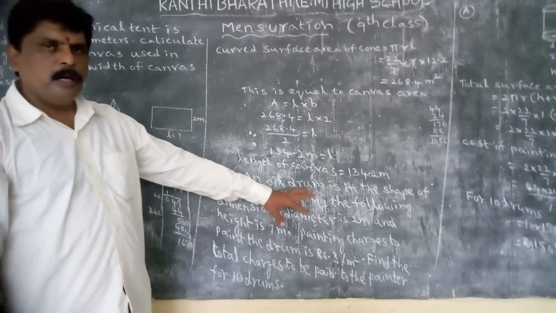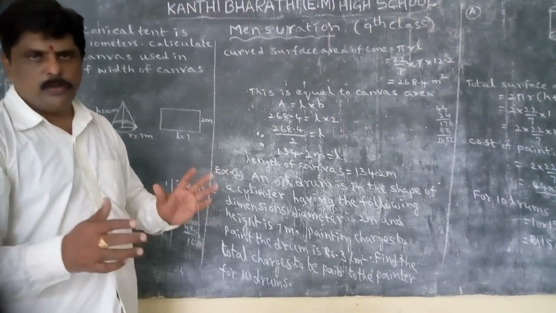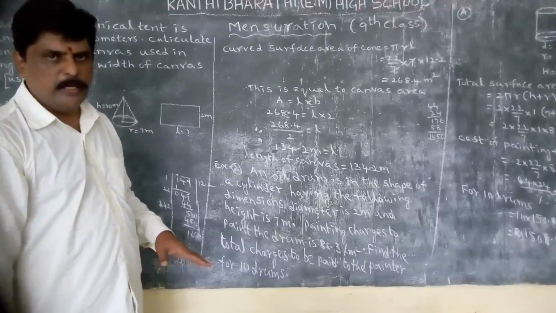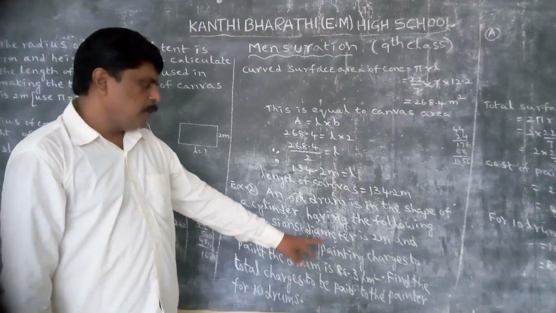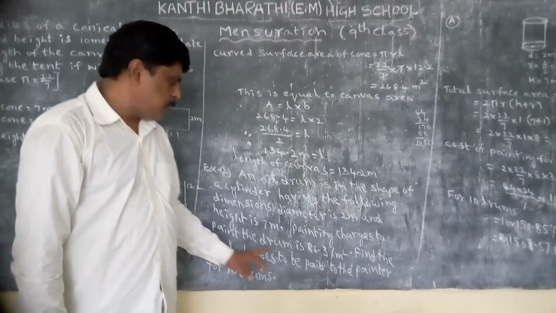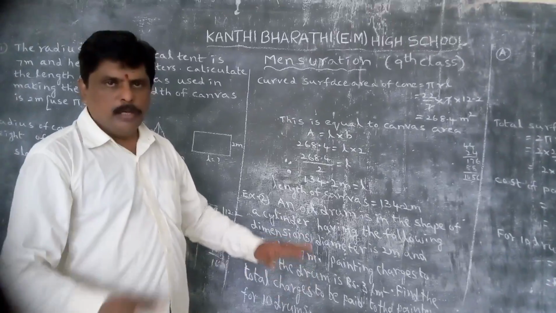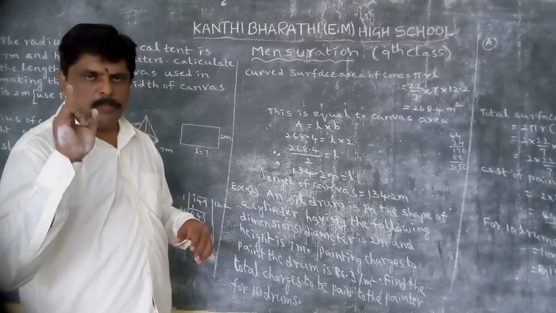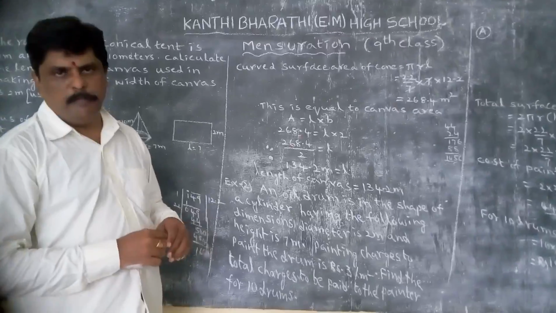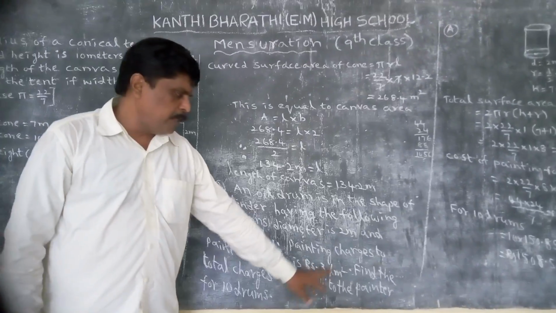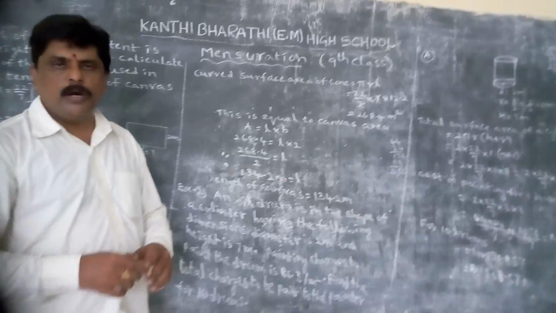Okay, I have given another sum for you here. An oil drum in the shape of a cylinder. The diameter of the oil drum is 2 meters and the height is 7 meters. Painting the oil drum costs 3 rupees for 1 meter square. He asked what is the charge of painting for 10 drums.